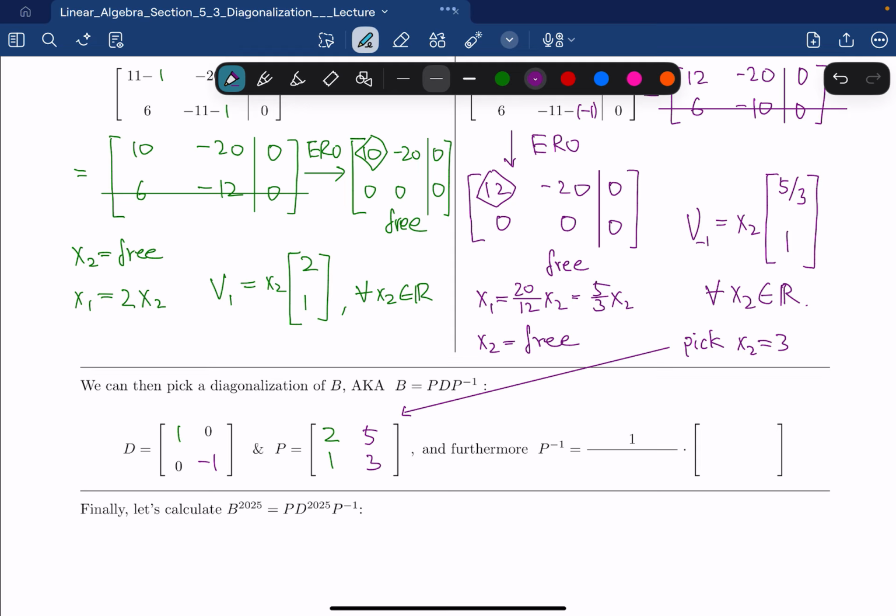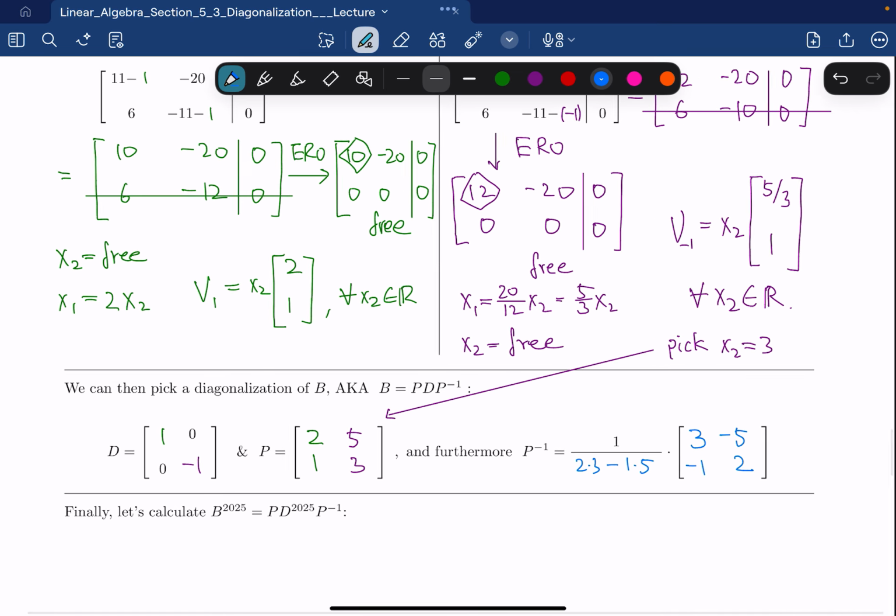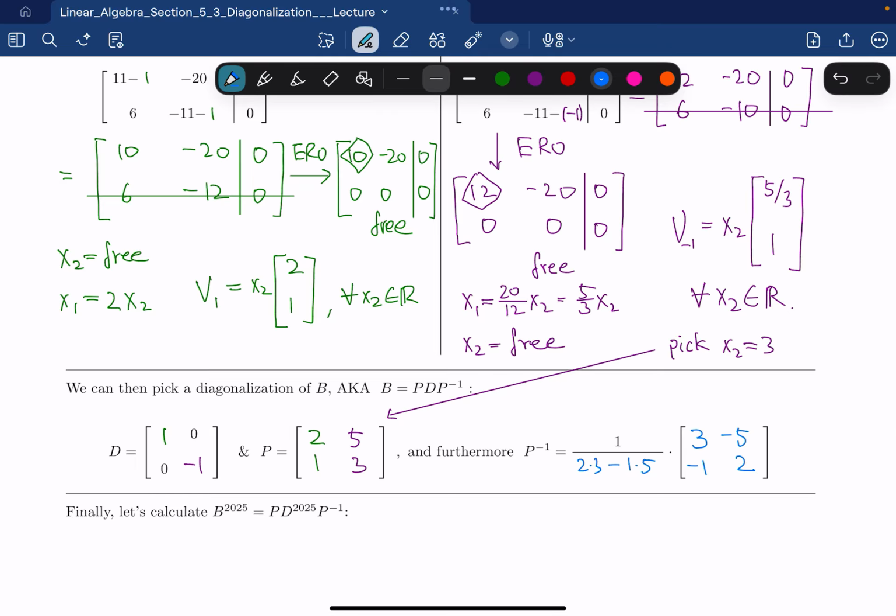The determinant of P is just going to be 2 times 3 minus 1 times 5. And then the alteration to P itself is going to be 3, 2, -1, -5. 2 times 3 minus 1 times 5 is just 1, so nothing happens there. So the matrix P inverse is just going to be 3, -5, -1, and 2.